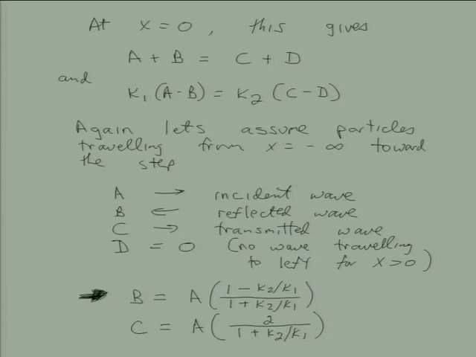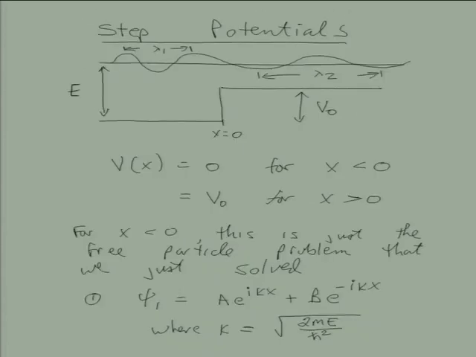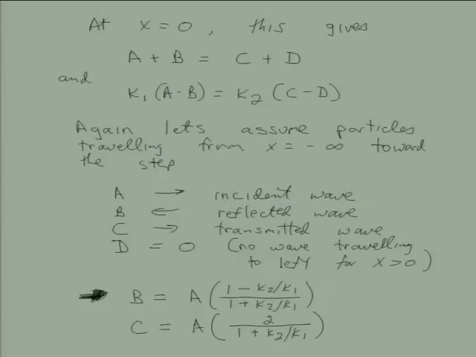Imagine we're seeing a problem like the one I had, where I've got particles moving towards the right. And that'll allow us to restrict these quantities A, B, C, and D. A is a measure of the incident wave, with particles traveling from left to right. B is a measure of the reflected wave.